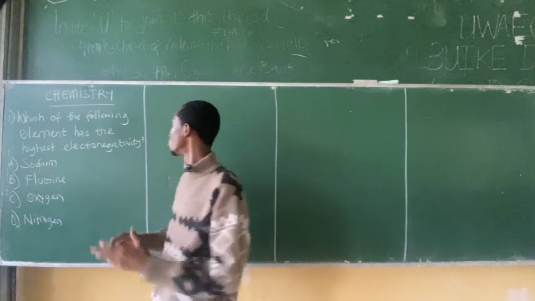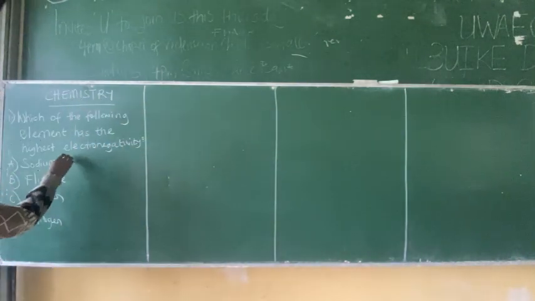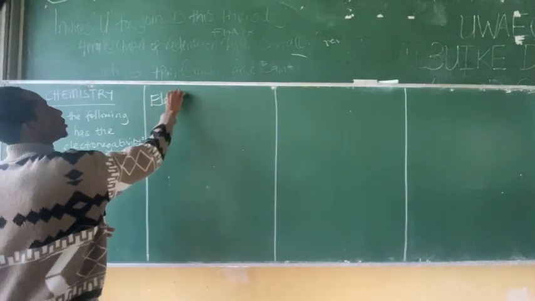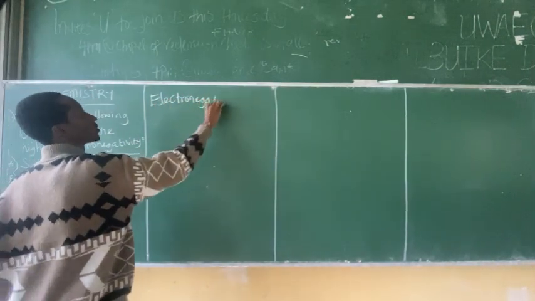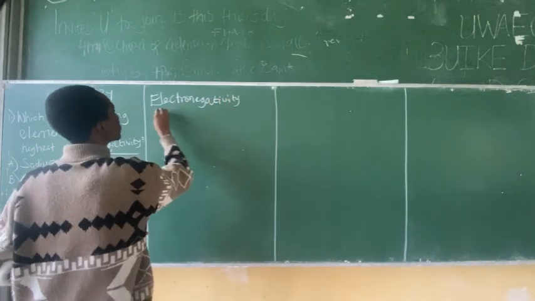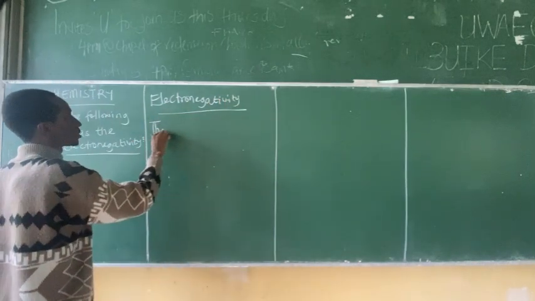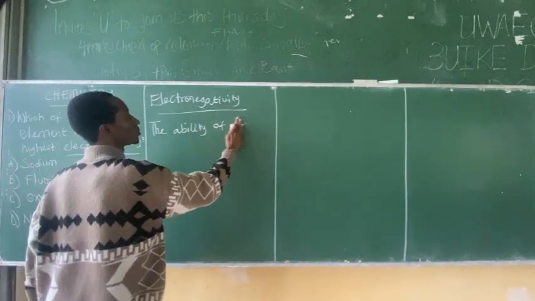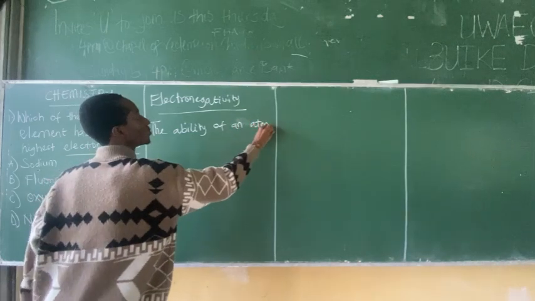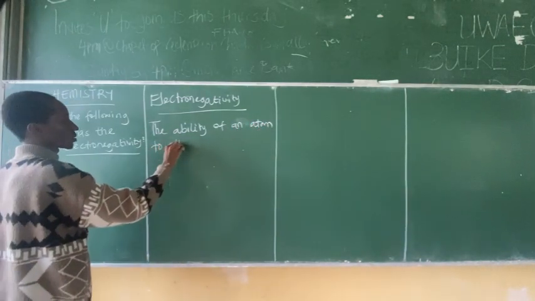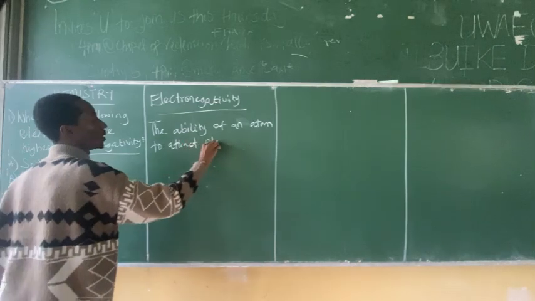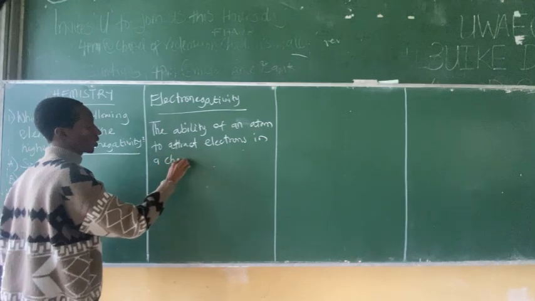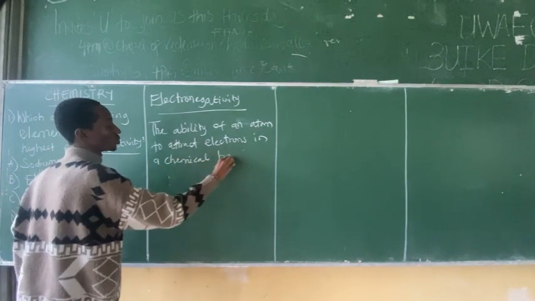The first concept here is to know the meaning of what? Electronegativity. Electronegativity simply means the ability of an atom to attract electrons in a chemical bond.